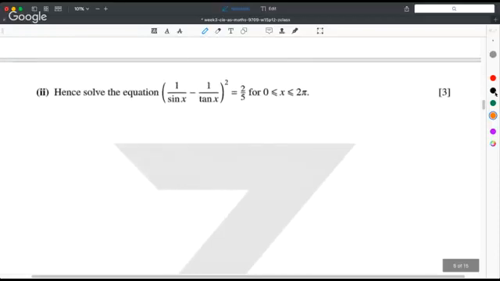So now they want us to equate that to 2/5. So we have that 1 minus cosine is equal to 2/5 times 1 plus cosine, just taking the thing over. And so this implies that the cosine of x is equal to 3/7.